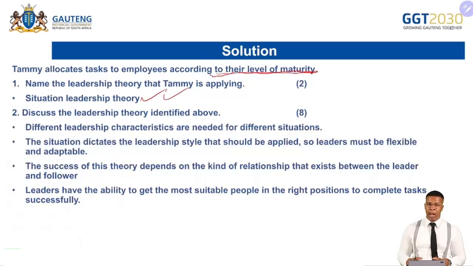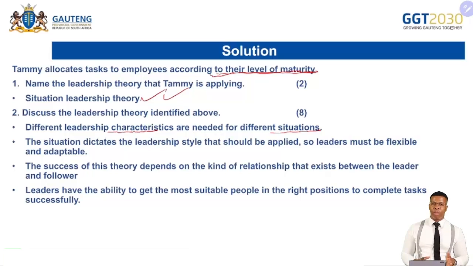So as a leader, you cannot only use one leadership style, because situations may change. So hence it says different leadership characteristics are needed for different situations. For skilled employees, you can apply democratic. For employees who do not have the skill, you can apply autocratic, so that you give them information on how to complete the task. For employees who are experts, you can apply laissez faire. Hence, we say different leadership characteristics are needed for different situations.